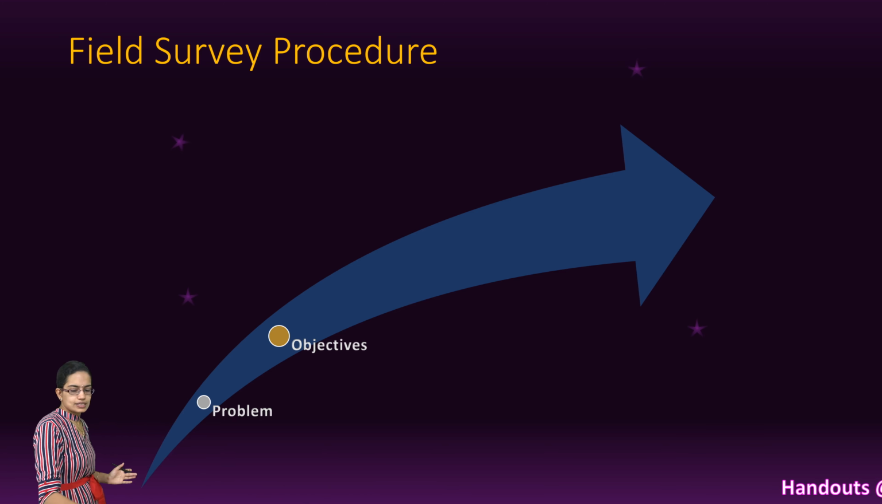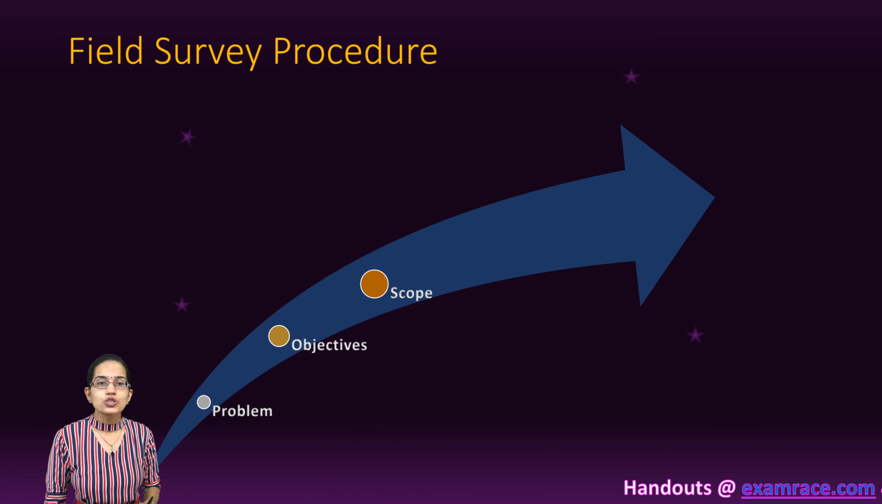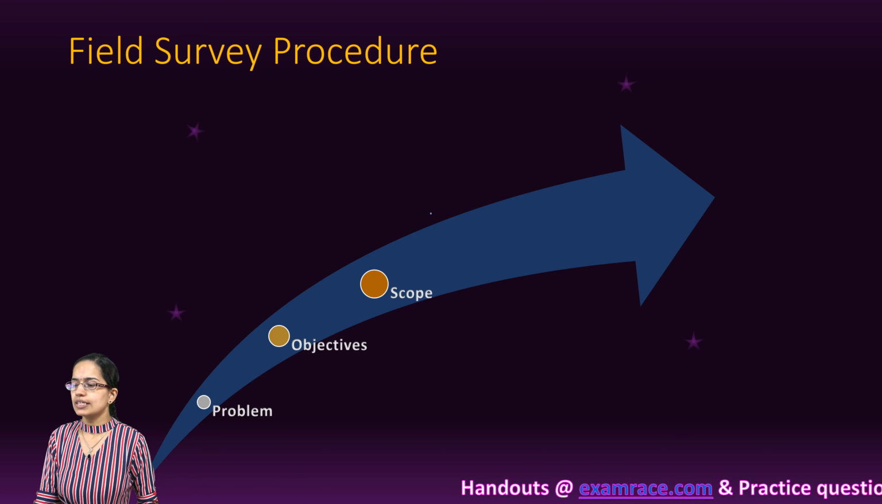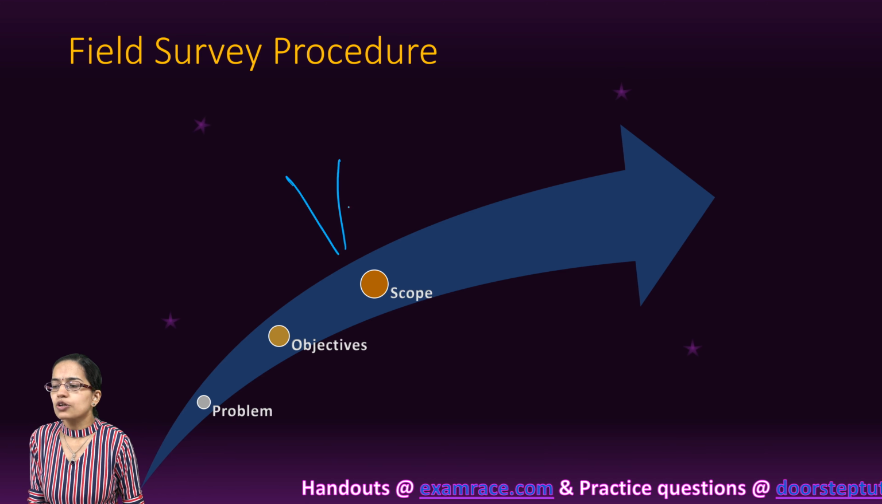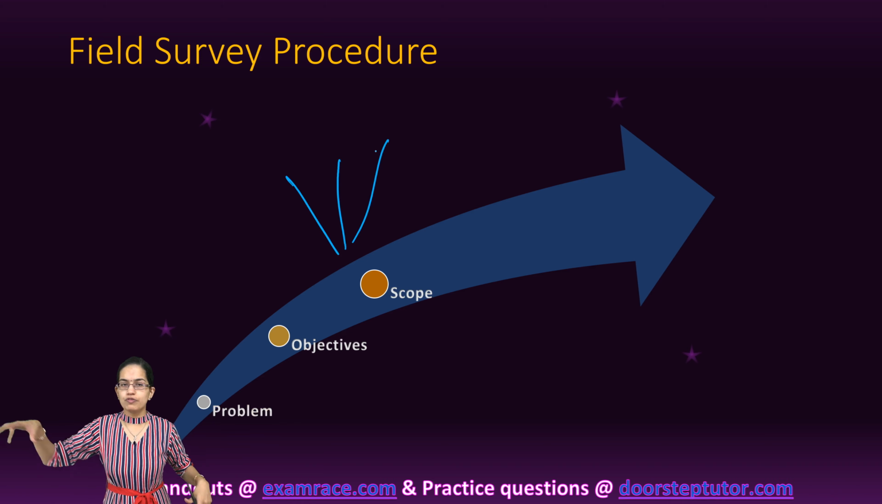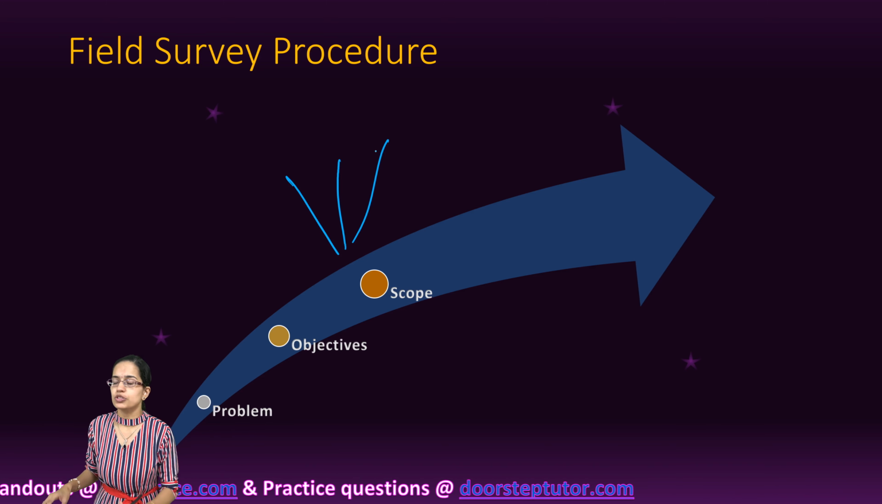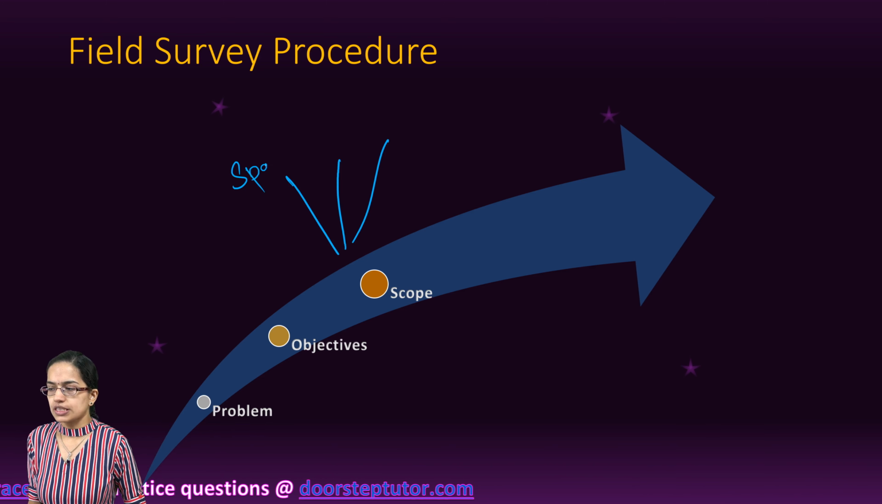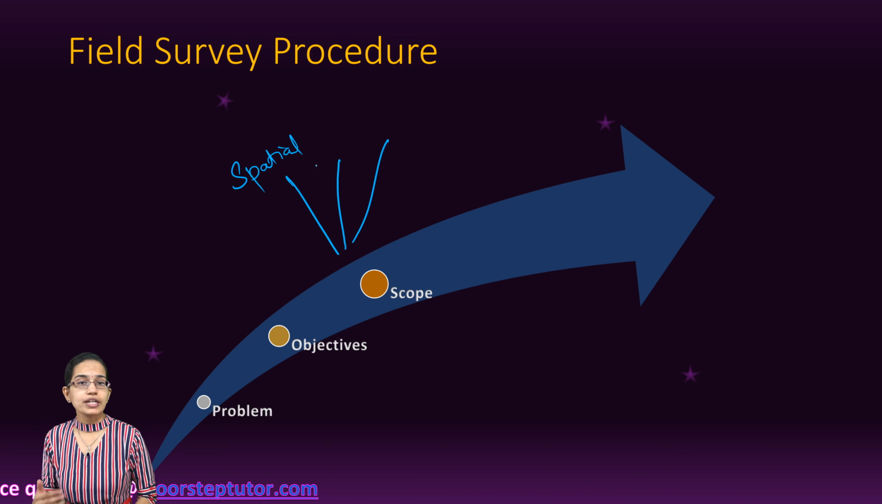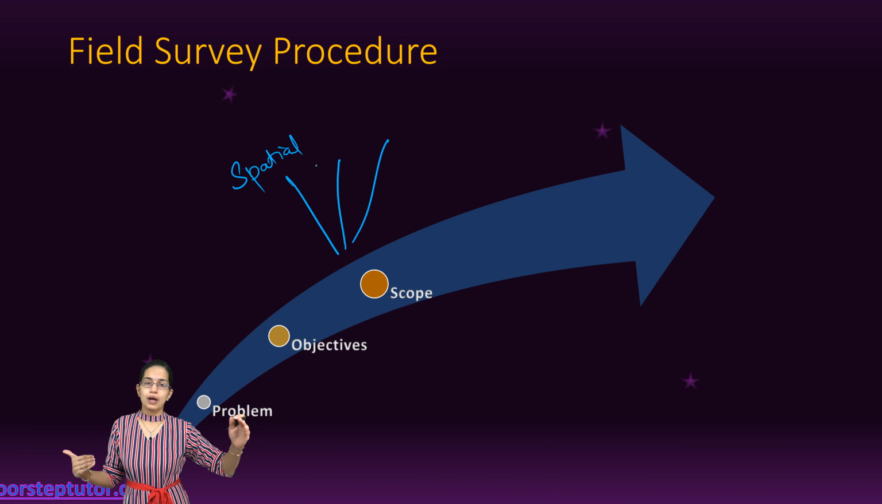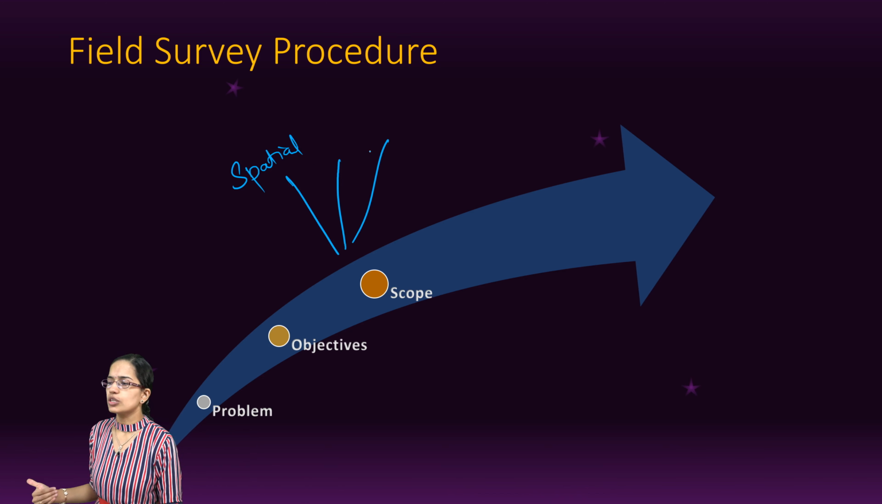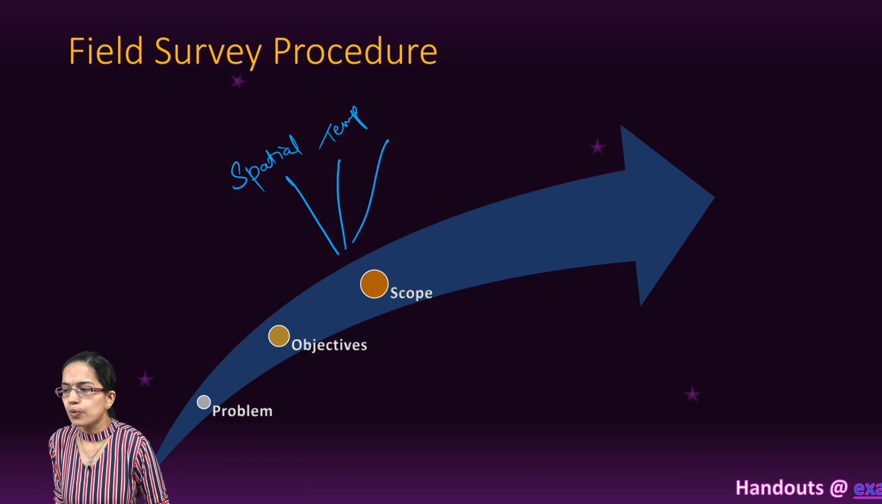The next is the scope. How do I actually visualize this? I visualize this in a very simple form. It could be on the ground, which areas, which pockets I am trying to study. So we call it the spatial dimension. The next important dimension is across time, how the things have been varying across time. So we call it a temporal dimension.